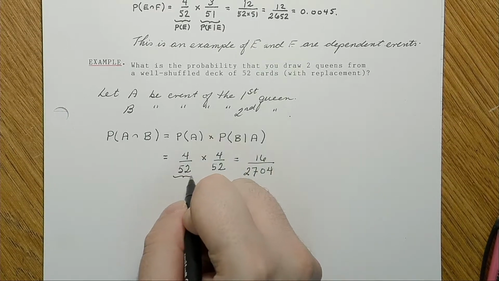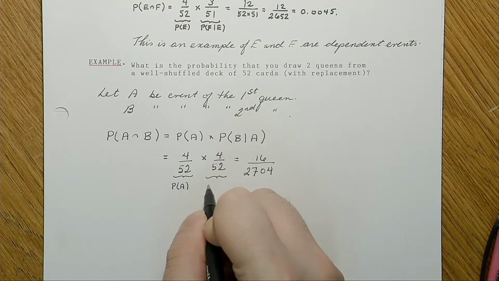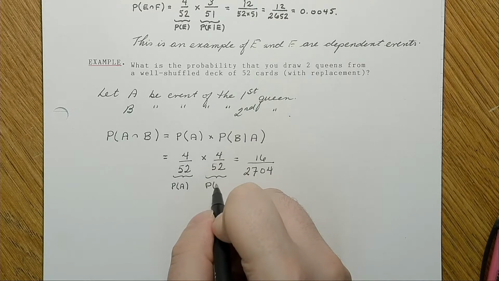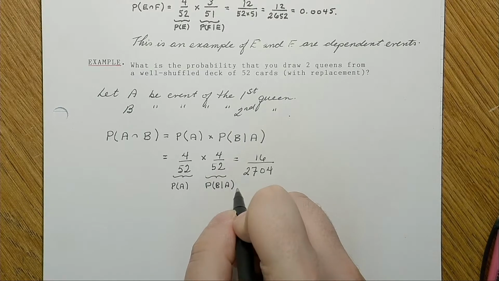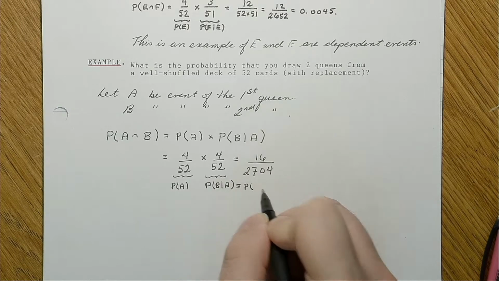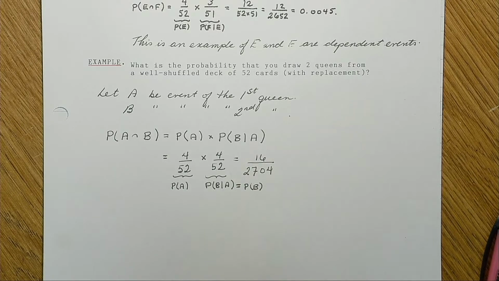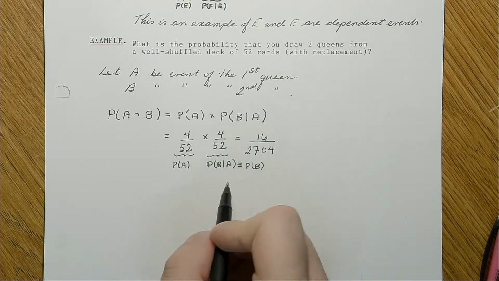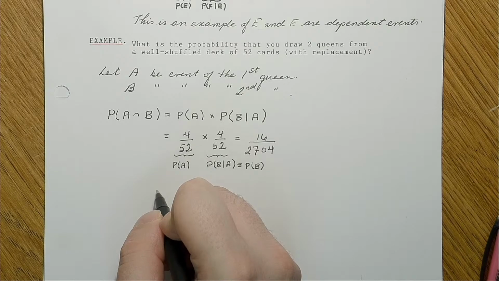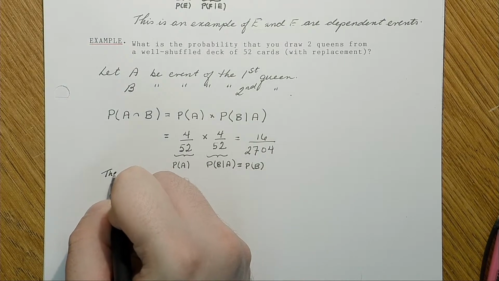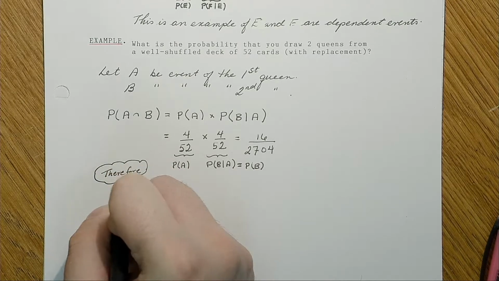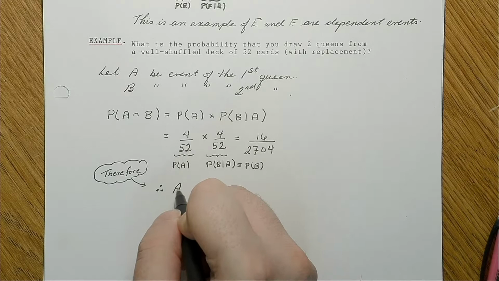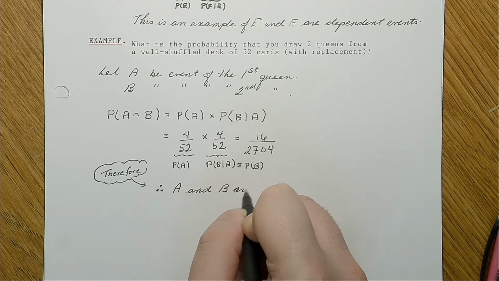But what you're going to notice here is that the probability of B given A, the conditional probability, is still just the same as if I had calculated B. So because of this, we know that, this is called the therefore symbol, so therefore, A and B are independent.